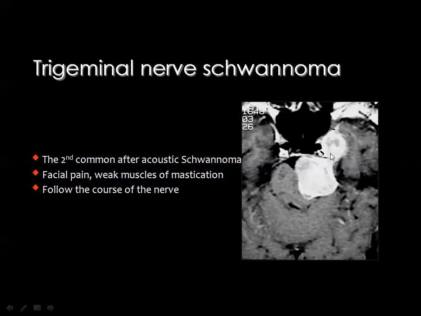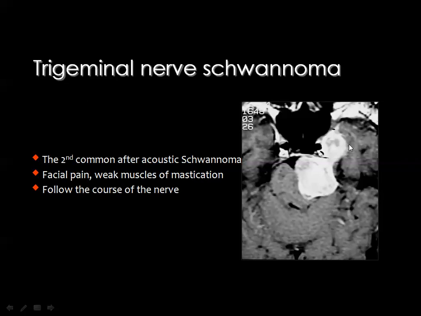cavernous sinus. And this is the second most common intracranial schwannoma after acoustic schwannoma, and it presents with facial pain, weakness of the muscles of mastication, and the tumor follows the course of the nerve, as I have mentioned. Then you have a constriction in the middle part of the tumor while exiting through the foramina, and you get two main components giving the typical or the classic dumbbell configuration of the lesion.